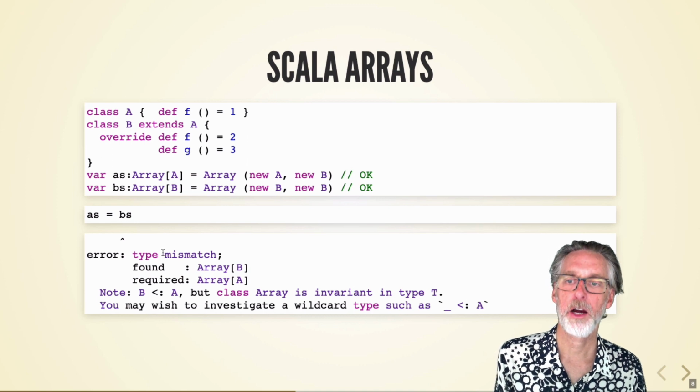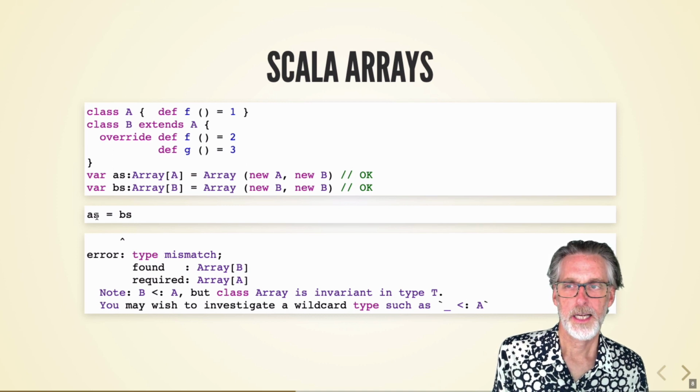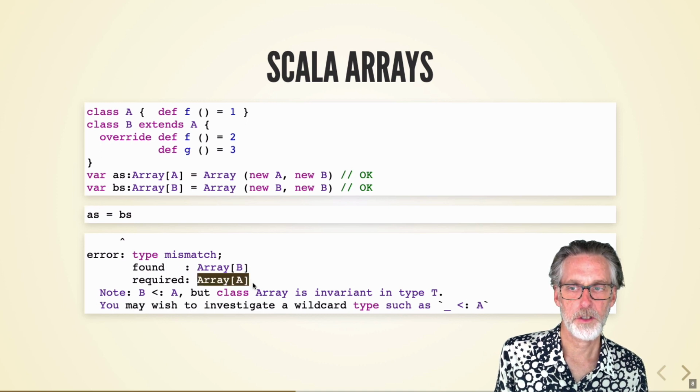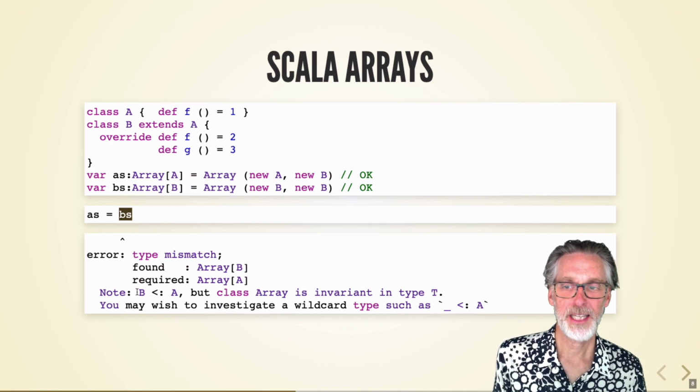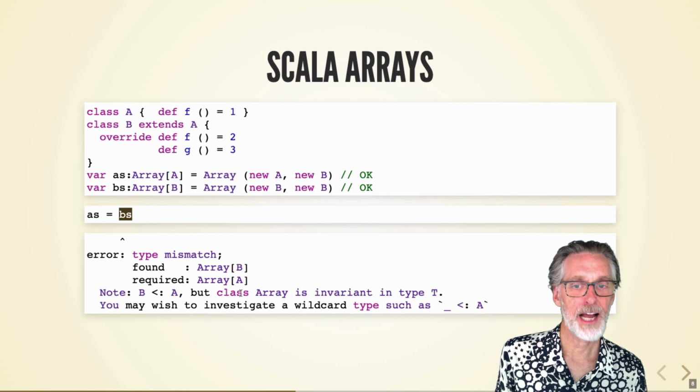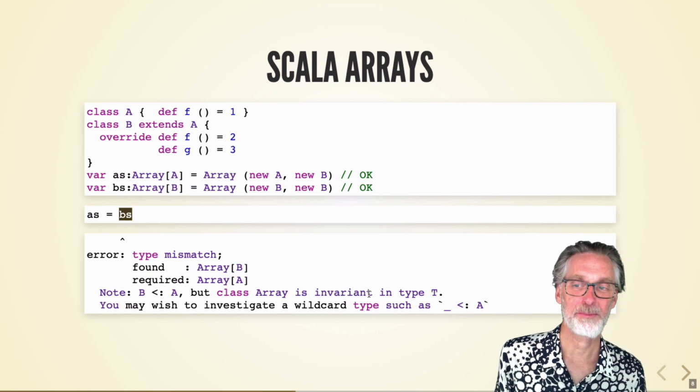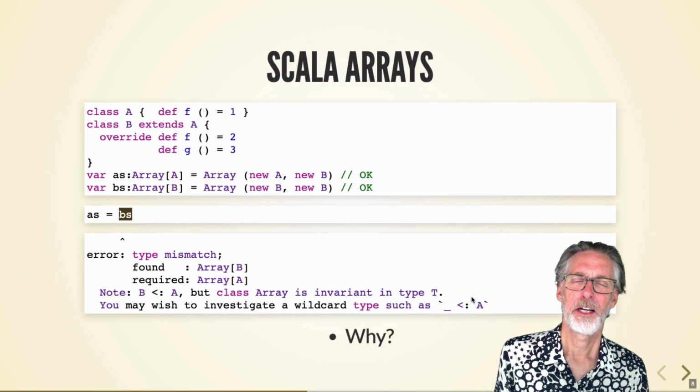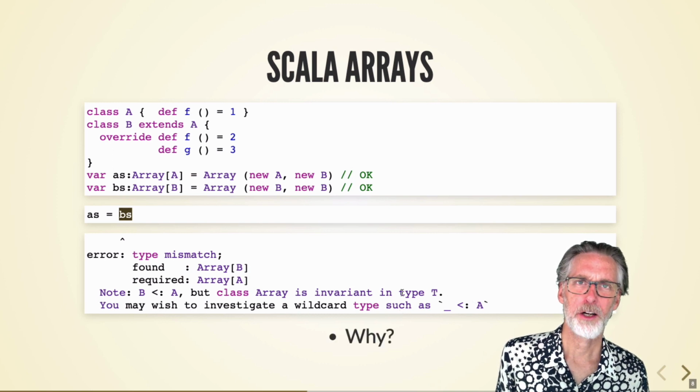I'll get an error in the compiler saying what I wanted on the left-hand side here was an array of animals, but you gave me an array of birds, and that's not going to work out here. And it says, note, B is a subtype of A, but class Array is invariant in type T. You may wish to investigate a wildcard type. What's going on here? Why are they being such a nanny state language?